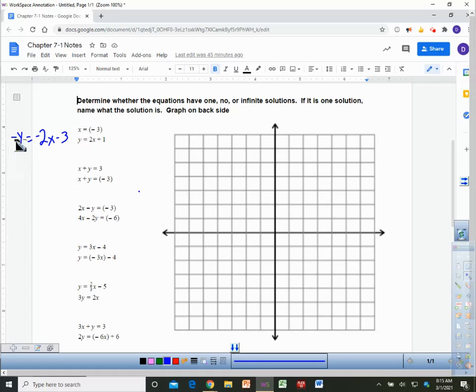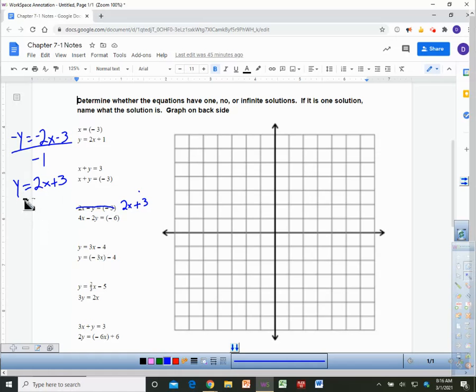And then how do I get rid of that negative 1? What's the opposite of multiplying? Dividing. We're going to divide by negative 1. So y equals 2x plus 3. So that is this one right here. 2x plus 3.